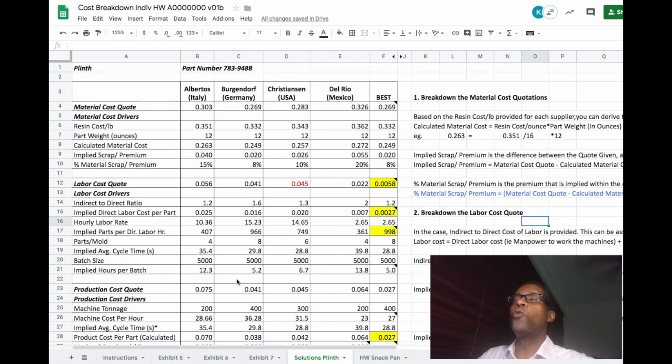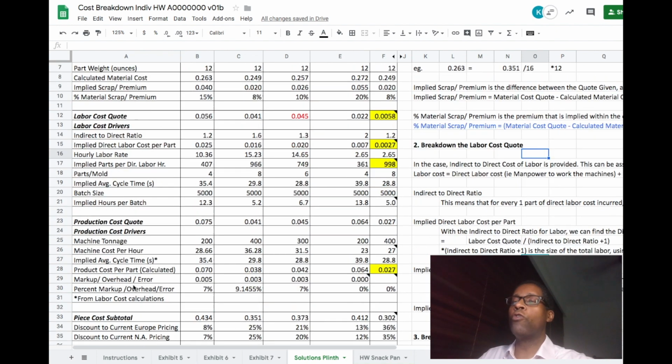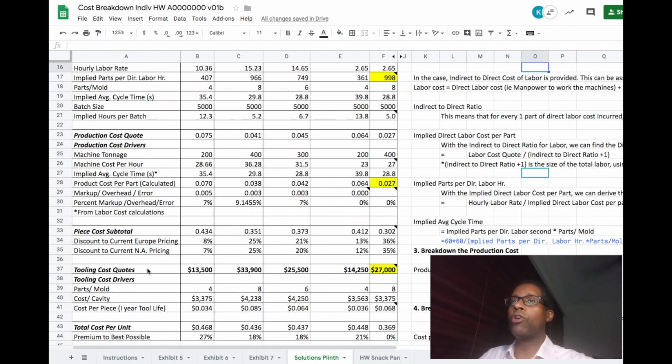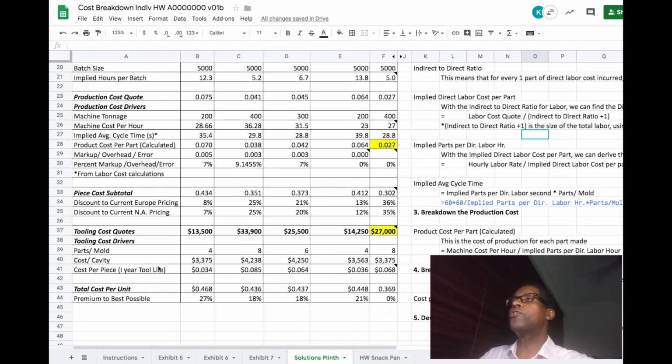So I'm starting off with our cost breakdown here, and this file takes us through what it is like to calculate the materials costs, labor costs, production costs, as well as the overall total tooling costs, and to figure out what the total cost might be.